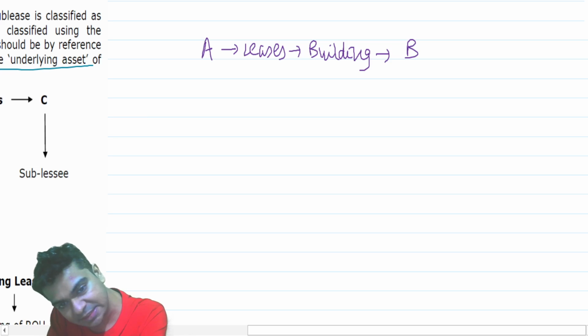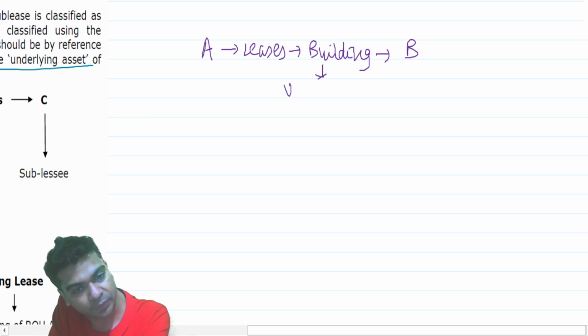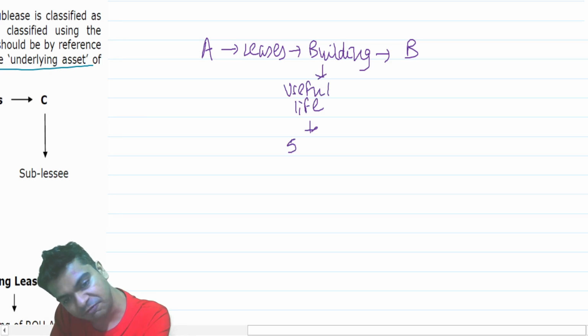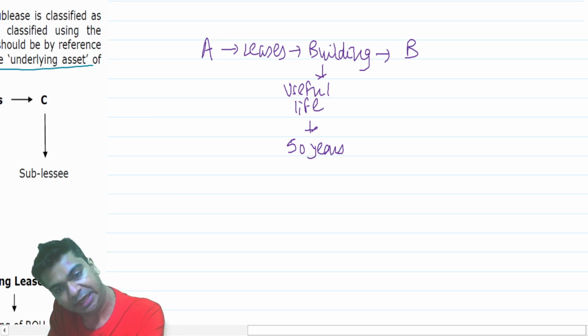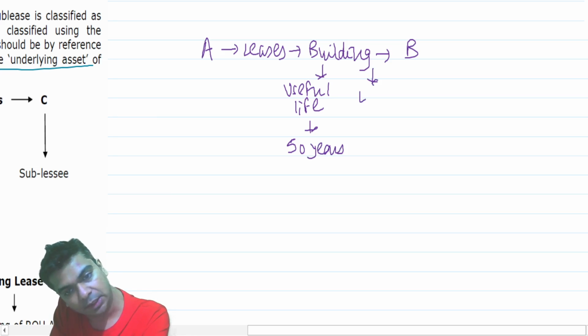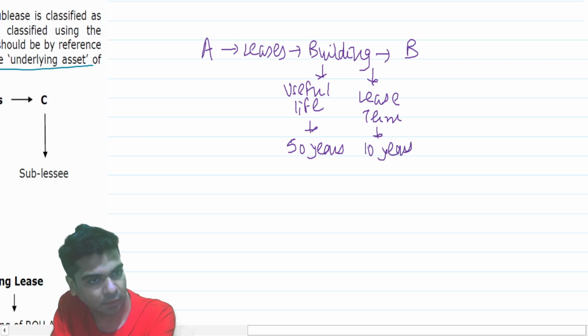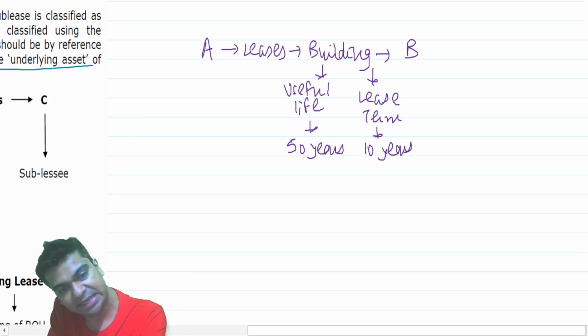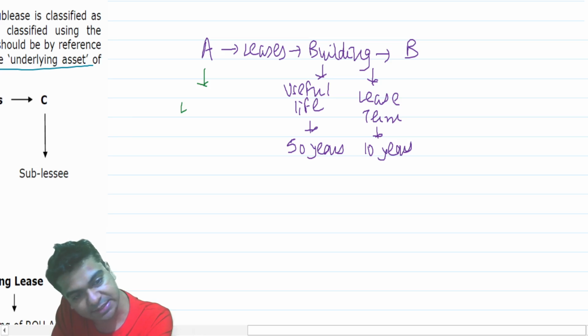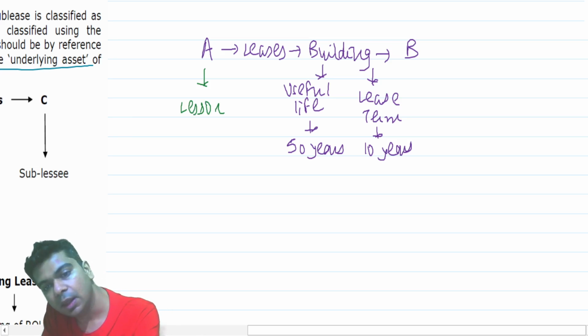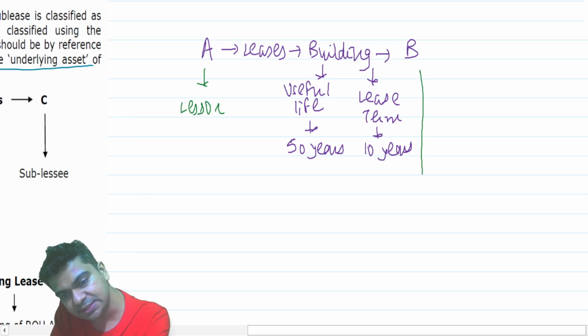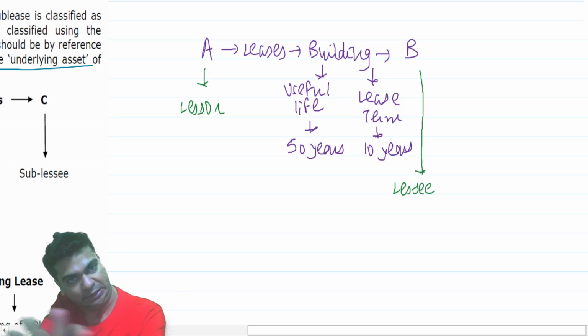This building has a useful economic life, let us say of 50 years. It is for 50 years, but the lease term is for 10 years. So let's discuss till here. Now, A is leasing this particular building. So A is the lessor over here. And B over here is a lessee right now. We are only discussing this much portion.